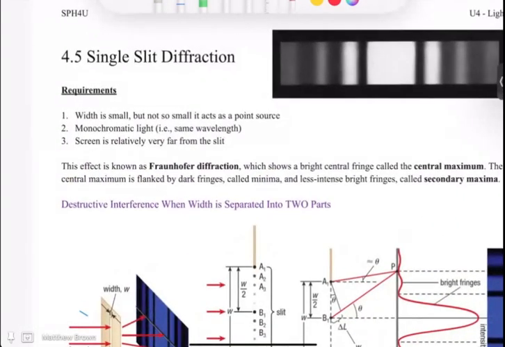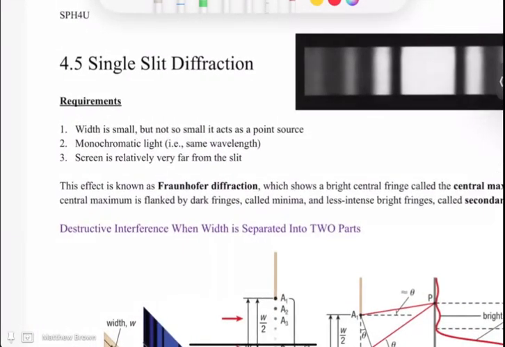So just to look at the requirements for this: number one, the width is very small, but not so small it acts as a point source. So you've got a fine line, if you will, no pun intended. You've got monochromatic light. That's sort of been the case with all of the stuff we've looked at, so you've got a single wavelength, or roughly the same wavelength of all the light. And the screen is relatively far from the slit.